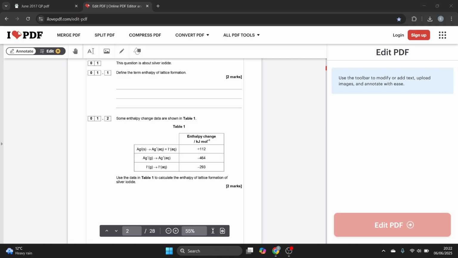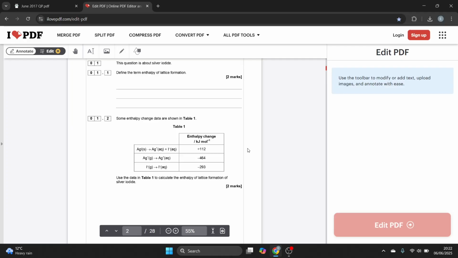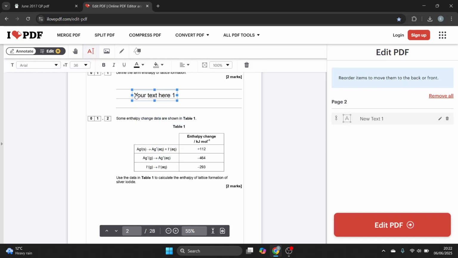AQA A Level Chemistry 2017 Paper 1 walkthrough, but it's a bit different this time. Instead of me going through everything, I'm going to skip basically all of the calculation questions and just go through the non-calculation questions. The calculation questions are not that difficult, and the difficult ones I might go through the day before the exam.